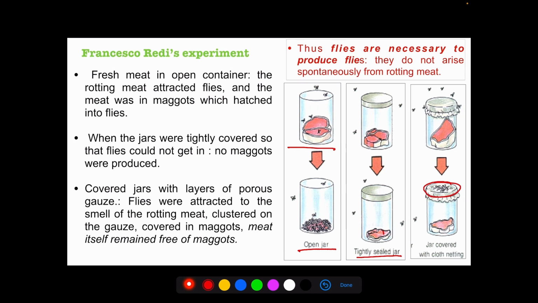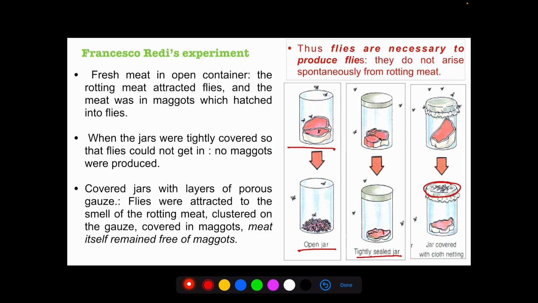And so what he said was flies are necessary to produce flies. And so living things are necessary to produce living things. They do not generate by themselves. So the first scientist to disprove spontaneous generation was Francisco Redi. And what he did was he put fresh meat, which was almost decaying, into an open container, as you can see over here.